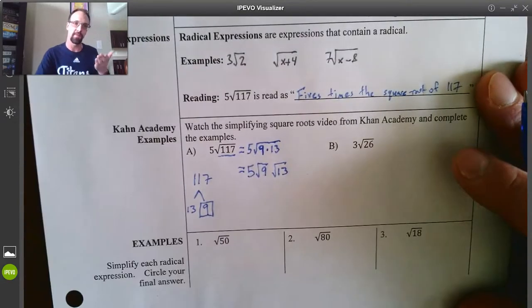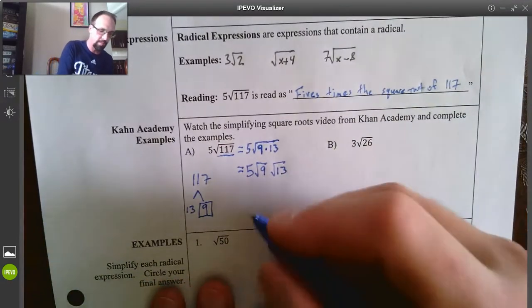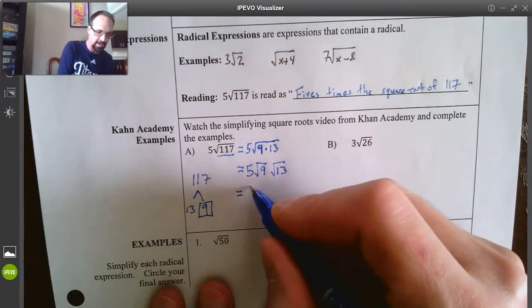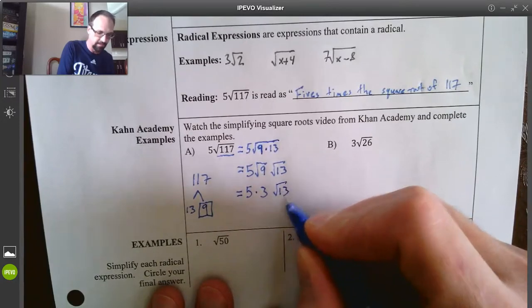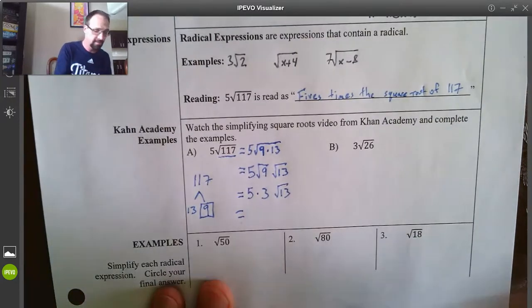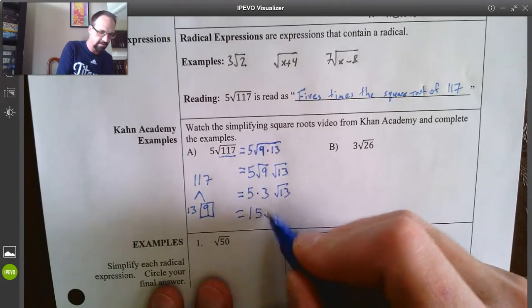And we can simplify this. Do you actually know what the square root of 9 is? We've done that previously. The square root of 9 is 3. So we have 5 times 3 times the square root of 13. Now to simplify this, 5 times 3 is 15. So we have 15 square root of 13.